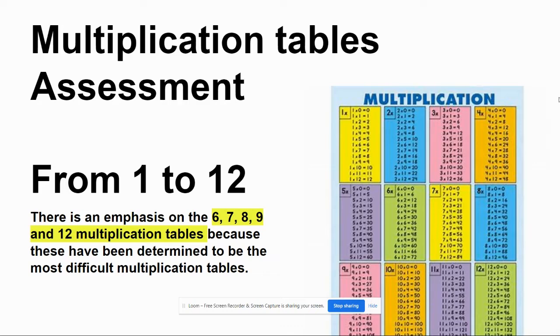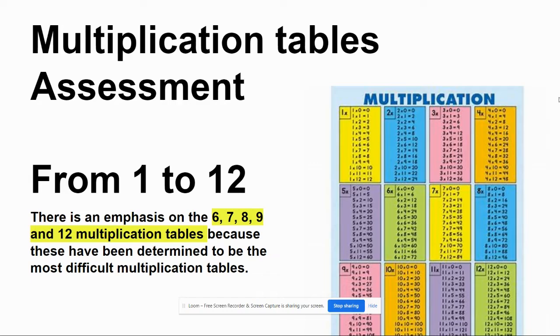As you've seen from other videos, in year 2 they learn their 2s, 5s, and 10s. In year 3, it's 3s, 4s, and 8s and 11s that are added to that list. And then finally in year 4, they must know their 6s, 7s, 8s, 9s, and 12s, along with the others, for the end of the year.